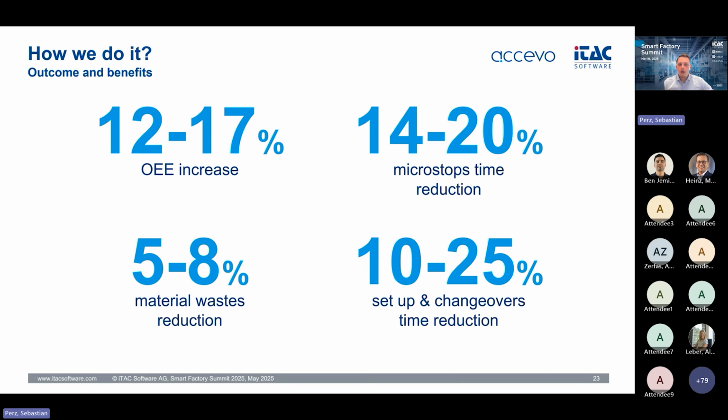What numbers does the implementation of the OEE system give us? We have OEE increase between 12 and 17%, microstop reduction between 14 and 20% on the production, material waste reduction of around 8%, and reduction of changeover time between 10 and 25% compared to the time before implementation of the system.